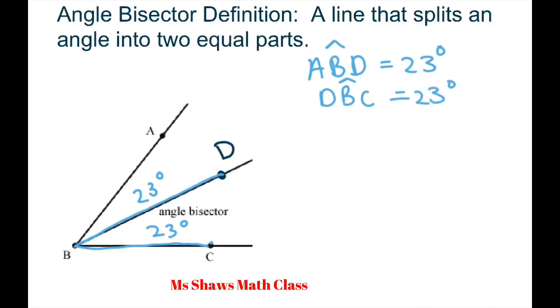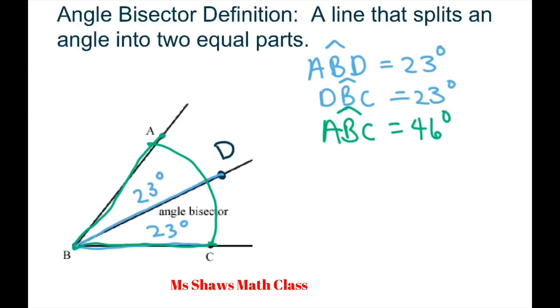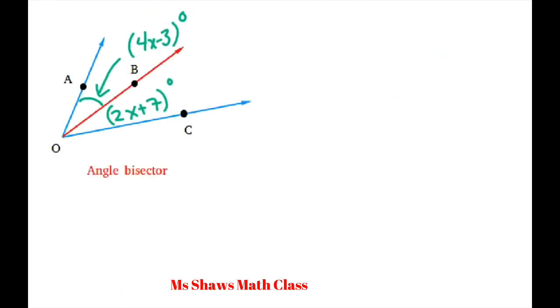That also means that ABC, the total of these, so that's going to be angle ABC equals 46 degrees. All right, because you could add them up and you split it in half and you get 23. Now the kind of problems you're usually going to get are like this.